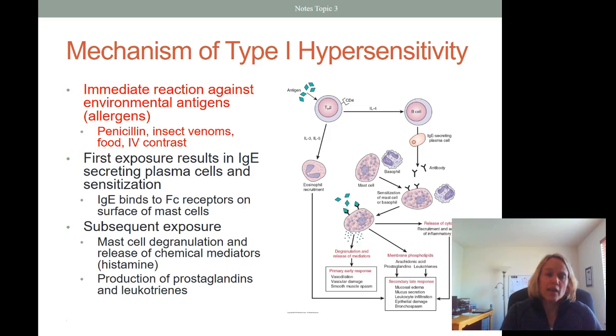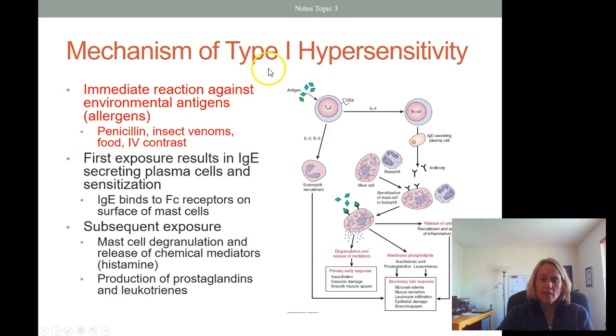Okay, so let's look at the mechanisms of how these things work. So type 1 is an immediate reaction against environmental antigens or allergens. So remember, an environmental antigen should otherwise not be harmful to the body, but in persons with allergies, this can produce a response. This could be due to drugs or insect venoms, various foods.